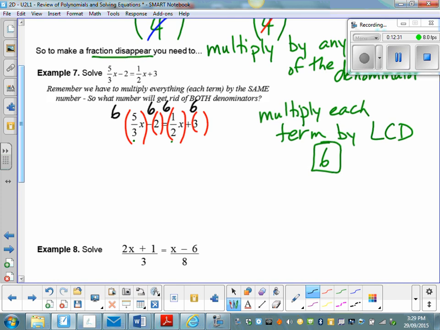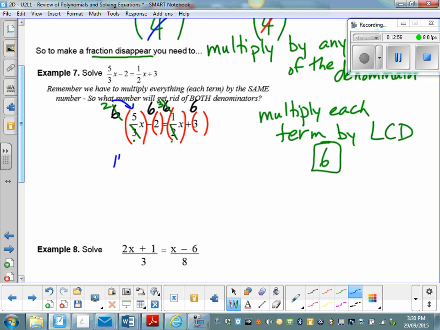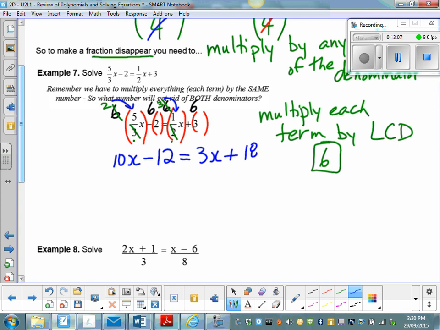I'm multiplying everything by the same number, so I'm not changing the equation in any way. And remember why I'm doing this. I'm doing this so that I can divide out the denominators. 3 goes into 6 2 times, and 2 goes into 6 3 times. Those are the only 2 denominators. They're the only things that I have to divide out. And then I have to clean up the garbage here. So here I've got 2 times 5x, that's 10x. I've got minus 6 times 2 is 12. I've got 3 times 1x, that's 3x. And then 6 times 3 is 18. So I've got an equation here.